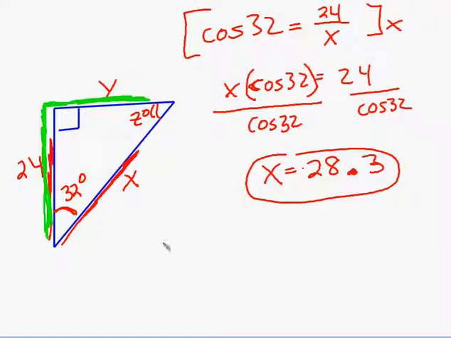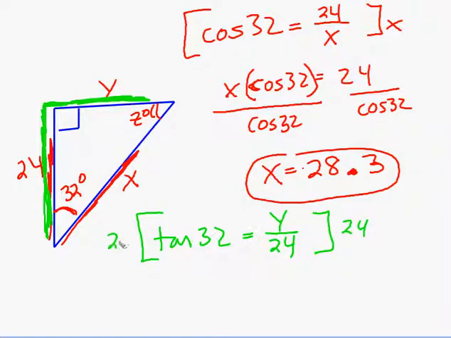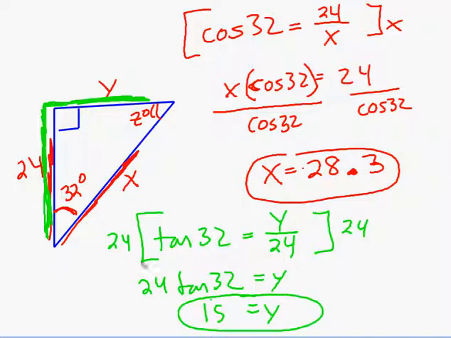So opposite over adjacent, so that's tangent of 32 equals y over 24. Any questions where I got that? Multiply both sides by what? 24. So 24 tan 32 equals y. And I get about 15. After rounding, the 9, I get 14.9968. So if I round up the 9, it changes to a 10, and then it rounds up.